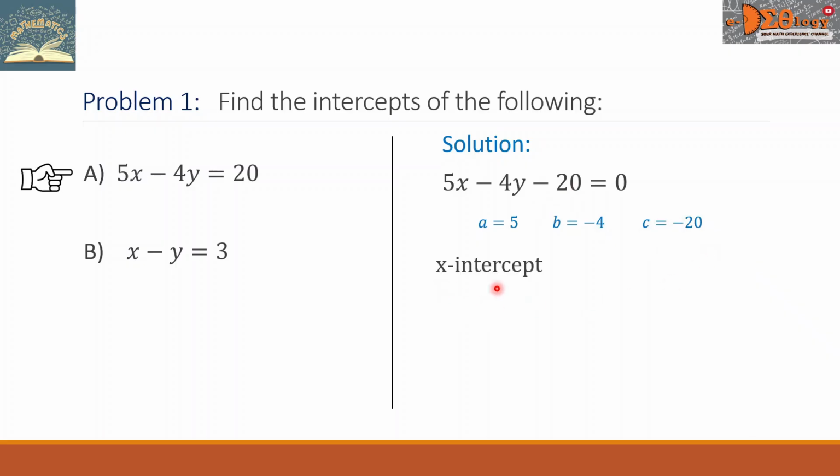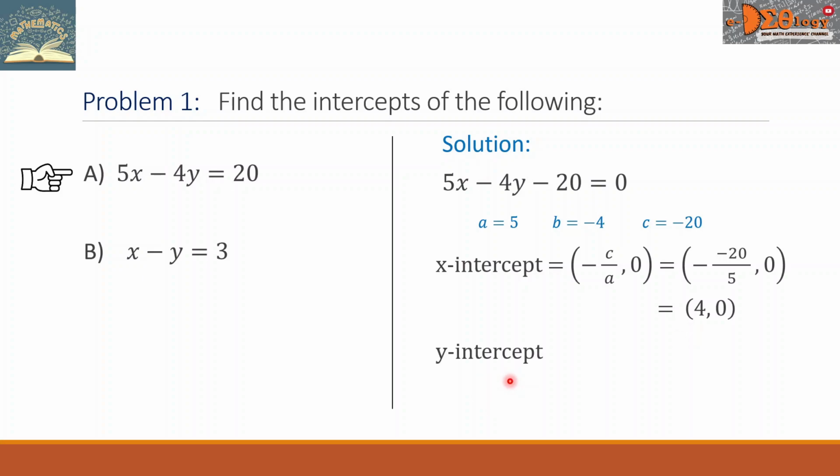Let's start with the x-intercept. We have this formula, negative c over a, comma, 0. We substitute the values. The negative of c, we have negative 20 here over a, that is 5, comma, 0. This negative 20 over 5 is negative 4. With the negative here, it becomes positive 4, comma, 0. This is the x-intercept.